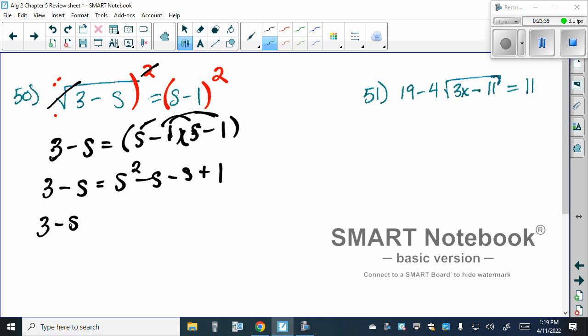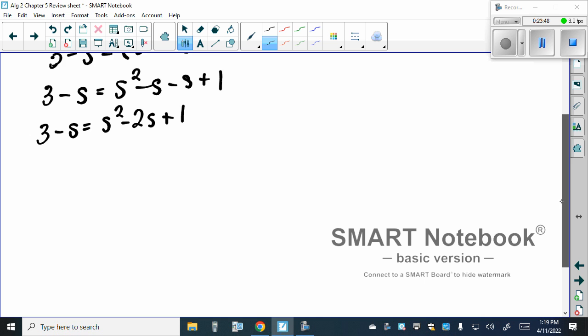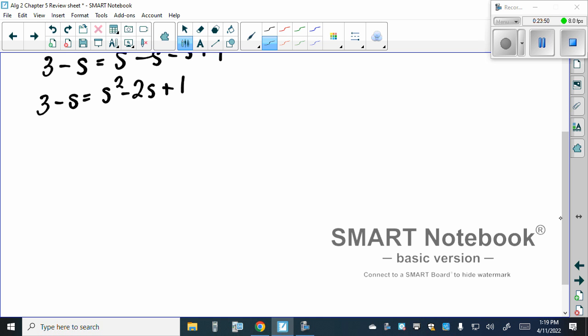At this point, we can combine our like terms, telling us that we have s squared minus 2s plus 1. Anytime the degree of the polynomial is greater than 1, so we have an s squared, we do need to get this equal to 0. So one of the first things we can do is subtract 3 from both sides. And when we do, we'll get that negative s is equal to s squared minus 2s minus 2.